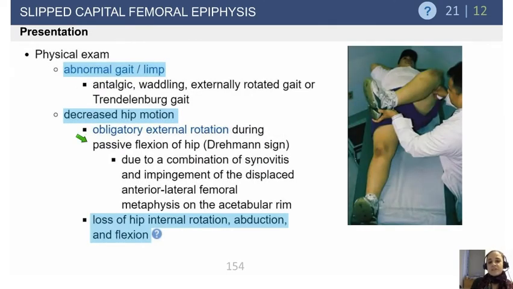On physical exam, these patients are going to present with some type of gait abnormality. Most commonly, you're going to see an external foot progression angle, but you can see antalgic or waddling gaits, Trendelenburg gaits, etc. Most of these patients, in fact, all of these patients, are going to show decreased hip range of motion. Most significantly, they're going to show obligatory external rotation during passive flexion of the hip, or limited internal rotation when you attempt to flex them up. And this is secondary to the metaphysis having moved anteriorly and superiorly compared to the epiphysis. You're going to see a loss of internal rotation, a loss of abduction, and a loss of flexion in these patients.